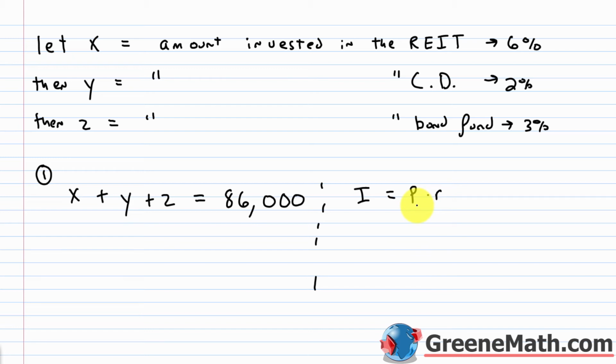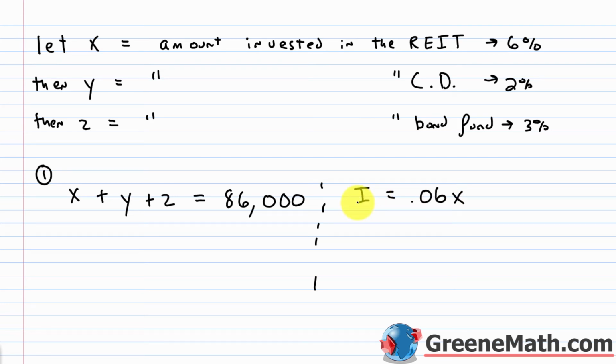Now, the principal or the amount invested in each case is listed with a variable. So if I take the REIT, for example, that would be X. Now the rate I'm given is 6%. You got to write that as a decimal, so that would be 0.06. So let's rearrange this and put 0.06 times X. So I'm not given the simple interest earned for just the REIT. So this 0.06x equals I. I don't know what I is for that.